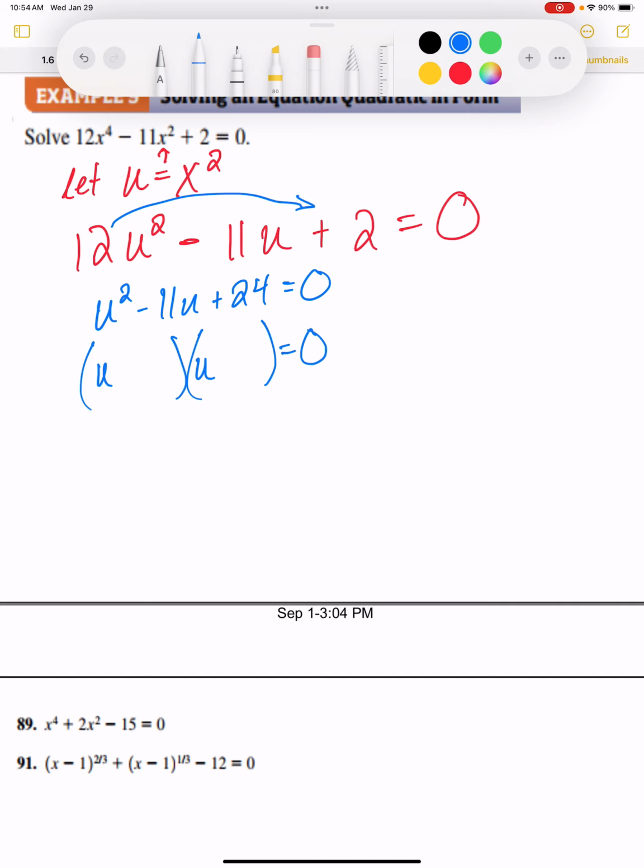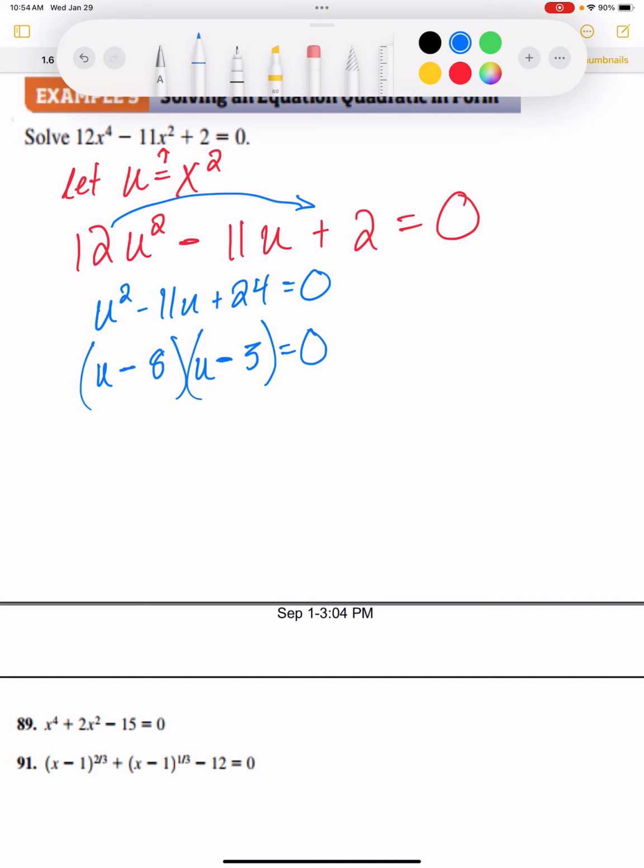Let's think about this. 2 and 12, but if I add those or subtract them, I'm not going to get 11. Then 6 and 4. Add them together, I'll get 10. Subtract them, I'll get 2. So that's not it. 8 and 3, right? If I add 8 and 3, I'm going to get 11. So I know it's going to be 8 and 3. If they were both positive, they would give you positive 24, but then they wouldn't give you negative 11. So they both have to be negative.